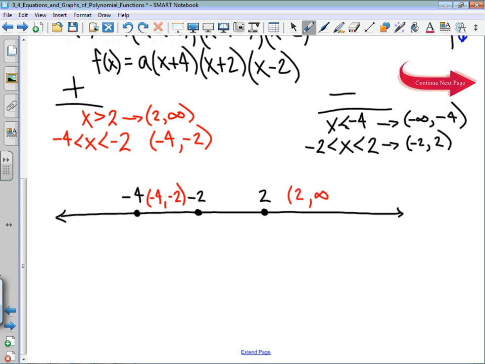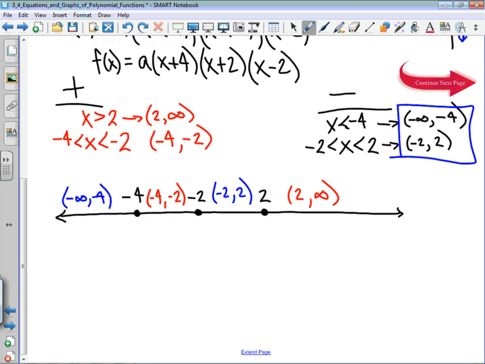And then where the function is negative, I'm just going to switch these to blue to get a nice little color coordination. We would have the interval -infinity to -4 and the interval -2 to +2. Now, I hope we agree that looking at the intervals listed like that, we can see that that covers the entire x number line.